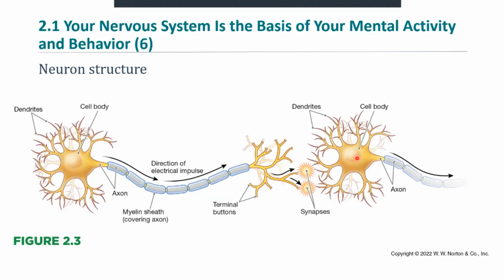You can see this axon has this sausage-looking white covering on it here. That's called a myelin sheath. You can see it's listed here. It covers the axon, and it's a fatty substance. It allows the electrical impulse to travel along the axon faster and more effectively.